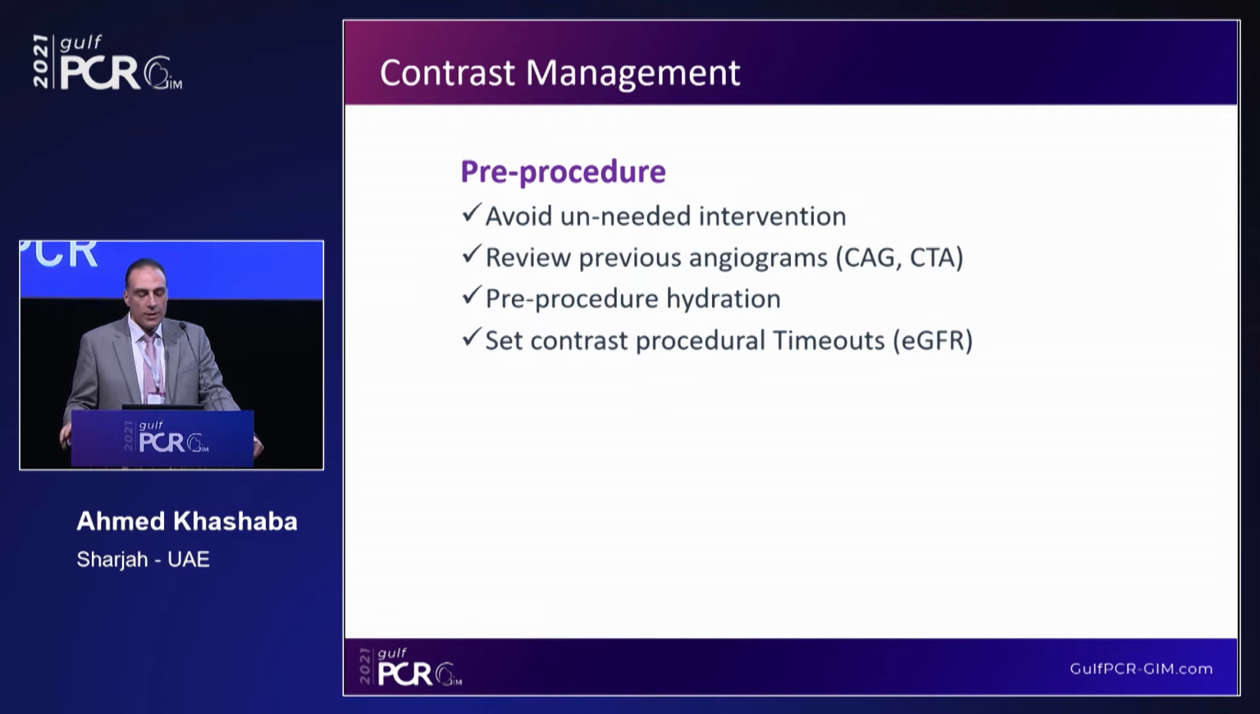Actually, the contrast management strategy starts pre-procedurally, so we have to ensure that our indication is a very proper indication to justify subjecting our patient to the contrast load that we are giving, so we have to avoid unneeded interventions. And also we have to use what we have in hand before the procedures, just review what's available angiographically, either coronary angiograms or CT angiograms, especially in patients with complex anatomies like post-CABG or patients with multiple previous interventions. Pre-procedure hydration is of eminent importance, and we should set a contrast time-out based on the baseline patient characteristics in terms of eGFR, creatinine, and other factors that we might consider.